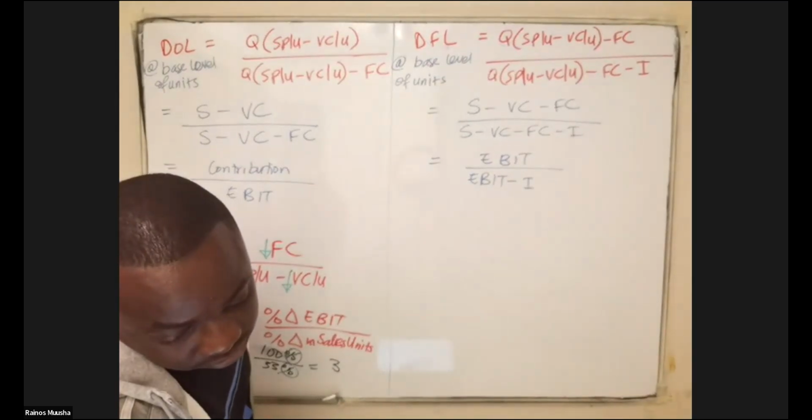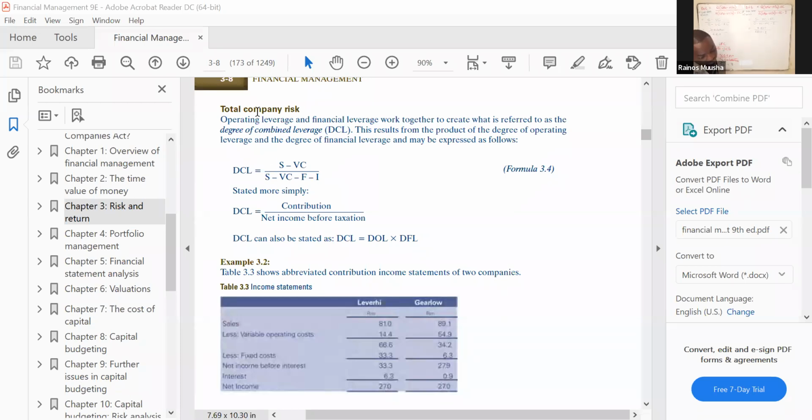In the next section, they also look at the total company risk, where they say the operating leverage and financial leverage work together to create what is referred to as the degree of combined leverage. So this results from the product of the degree of operating leverage and the degree of financial leverage, which may be expressed as follows. So the degree of combined leverage.